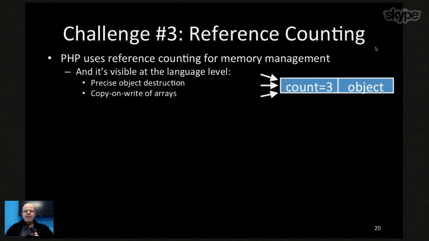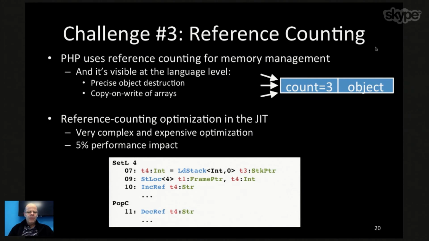But as you can imagine, whenever you are accessing an object, passing things around and incrementing and decrementing this count, this incurs very large overhead. And that's one of the things that we noticed early on in our JIT. One of the ways we address that is that in the HHIR level in the compiler, we represent these increments and decrements of the count field of objects with explicit instructions in the intermediate representation, illustrated in this figure here, with instructions 10 and 11.